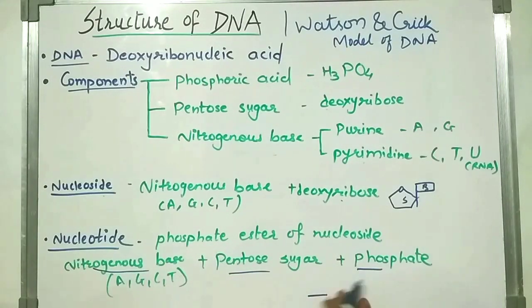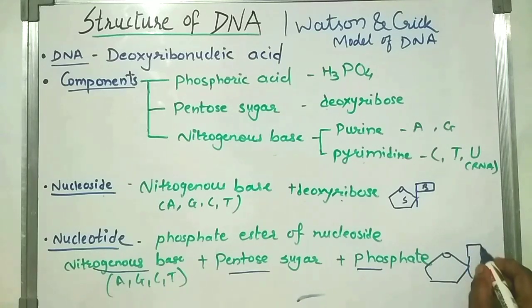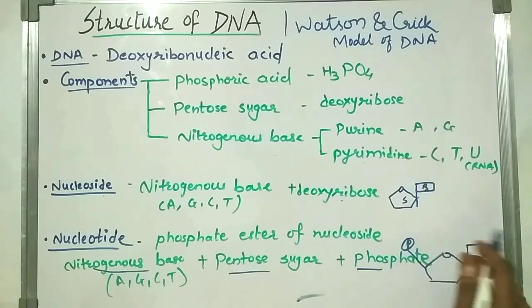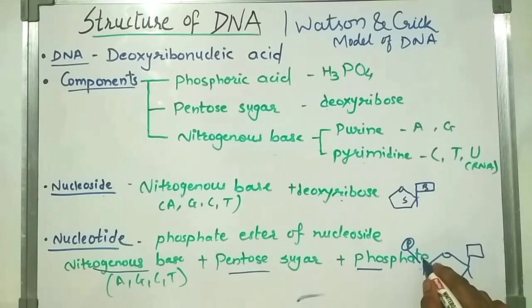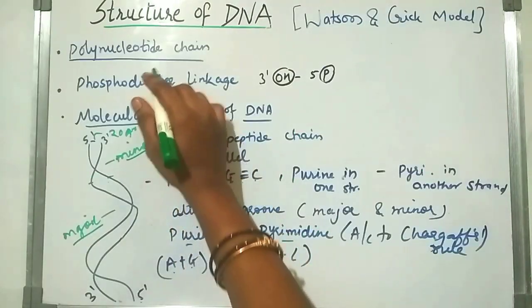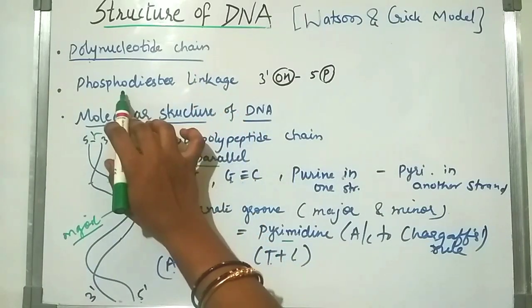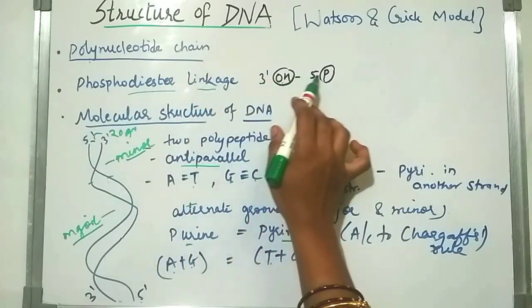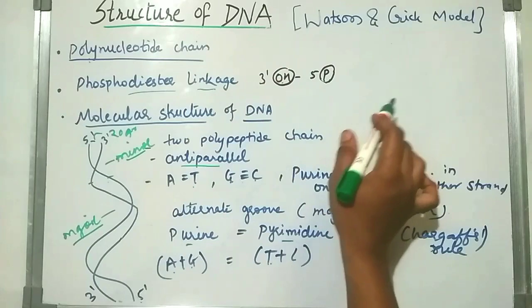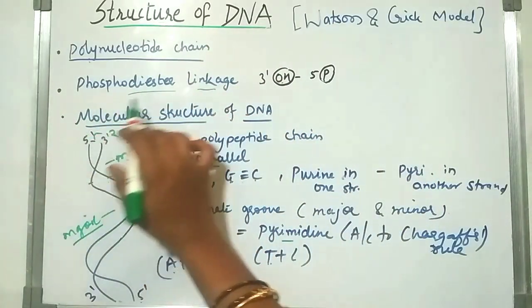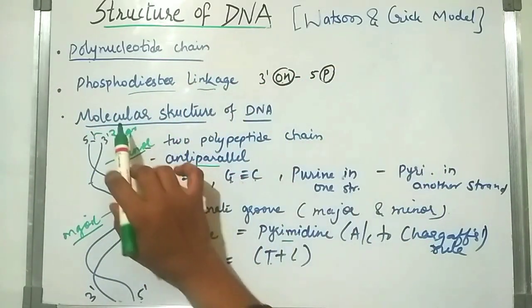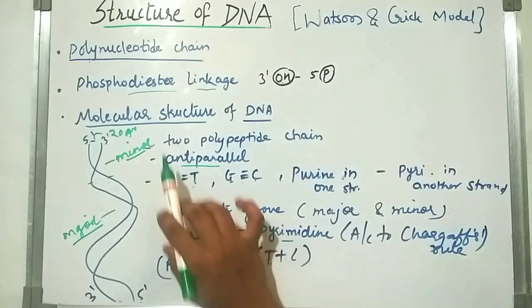So the structure will be like this: one of the bases here, and the phosphate will be attached here, at the 5th position. Okay, so this is a nucleotide. A polynucleotide chain means many nucleotides attached by phosphodiester linkage, 3' OH to 5' phosphate. We have seen in the last image how that phosphodiester linkage will be. Then the molecular structure of DNA in overview.